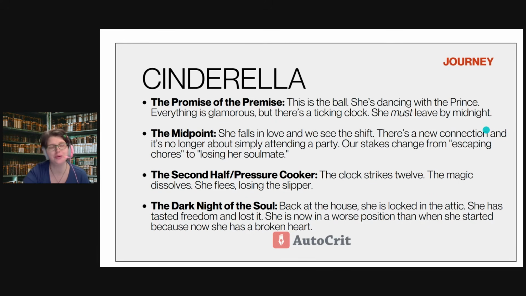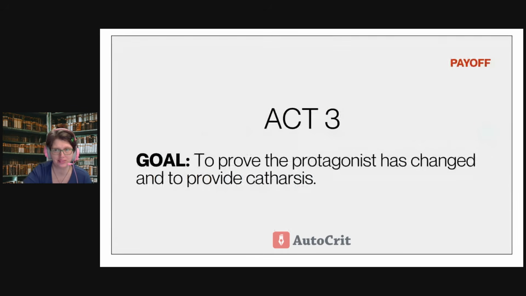Which brings us to Act 3. So we're finally here, and now we're at the payoff. The goal of Act 3 is to prove the protagonist has changed and to provide the audience with emotional catharsis.